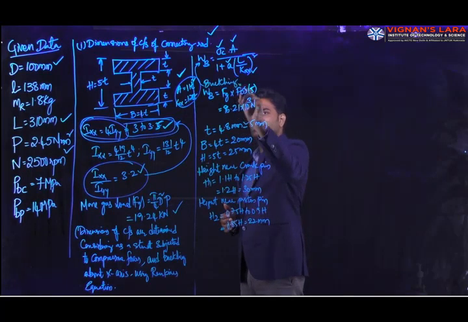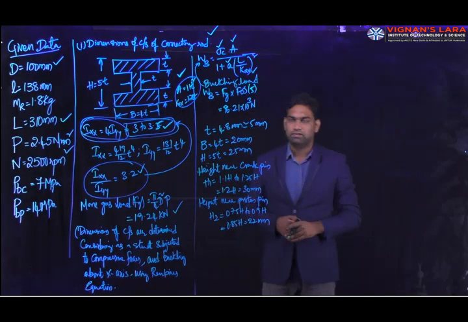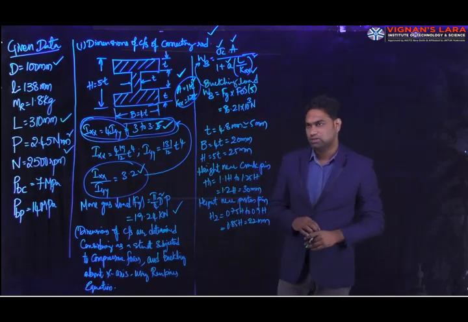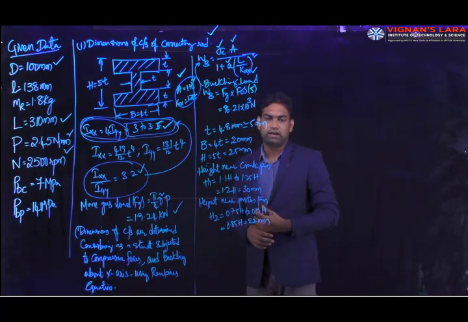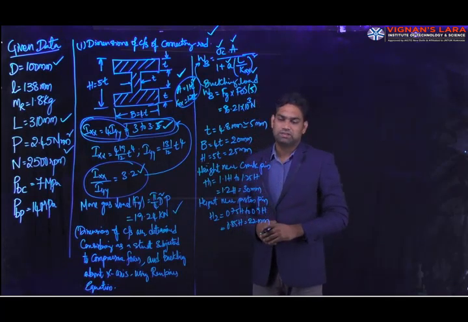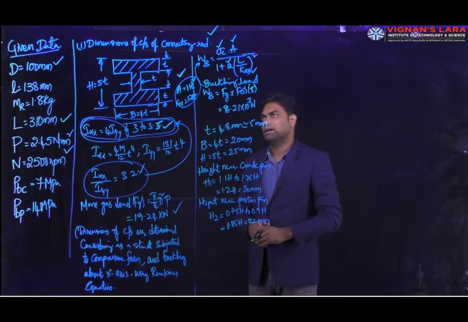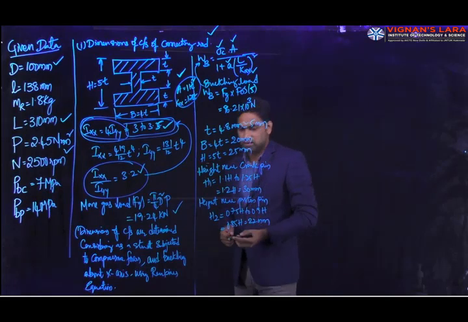The buckling load WB is given by gas load into factor of safety. The factor of safety is taken as 5 to 6 times. Using that I may get the thickness, width, height near the crank pin and height near the piston pin. After finding the dimensions of the connecting rod, you can calculate the next step.